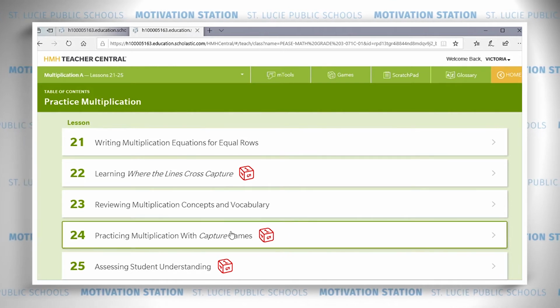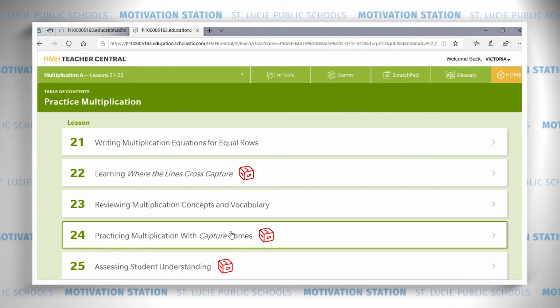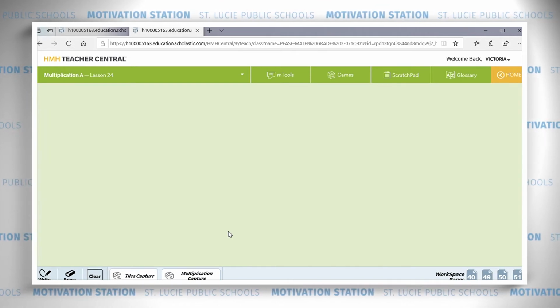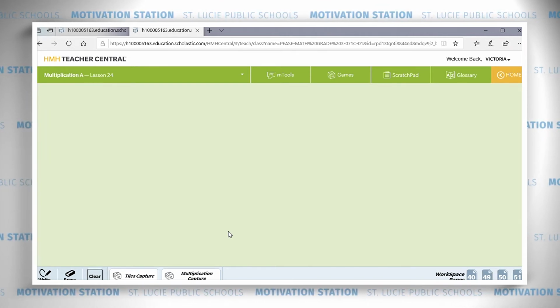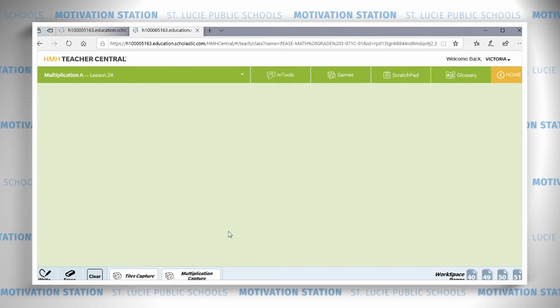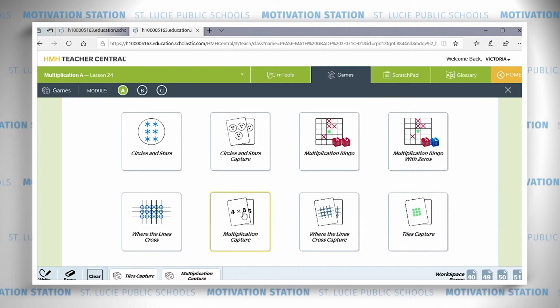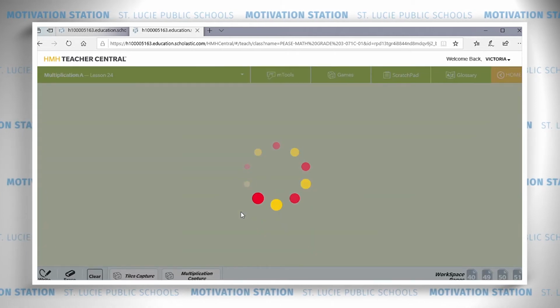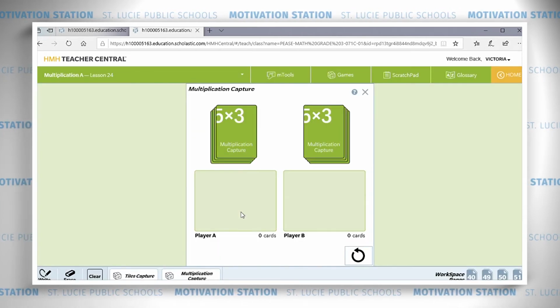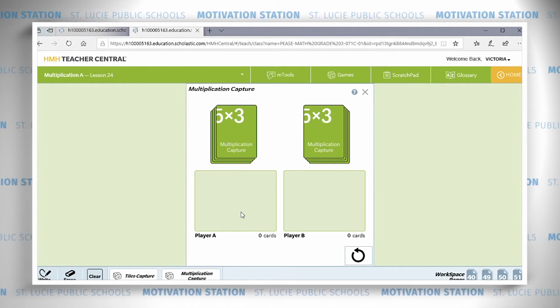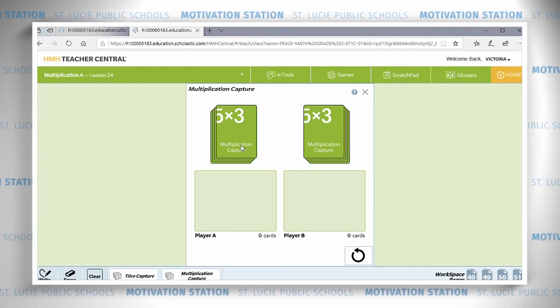Okay, with capture games, there we go. Practicing multiplication with capture games. All right. So we have multiplication capture, and then we need where the lines cross capture. So let me just go to games. All right, so multiplication capture first. All right, so it's just like the other games we've been playing. We're going to flip the cards over. Whoever has the larger product wins the cards.